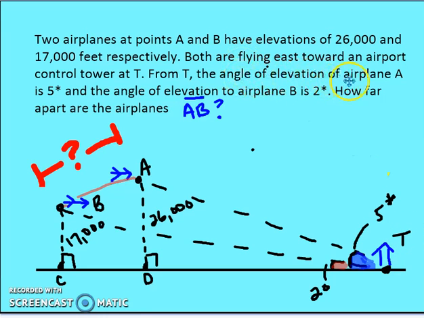From T, the angle of elevation of airplane A is 5 degrees. So the total angle of elevation is 5 degrees. And from B is 2 degrees. How far apart are the airplanes from A to B? So I'm going to give you a moment here to work this out. I'm going to pause and then come back and explain it.